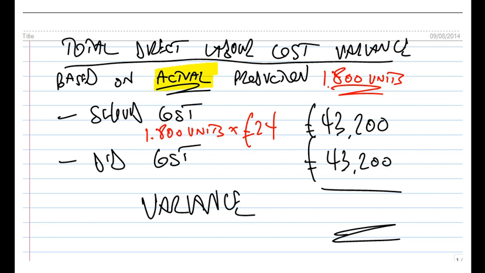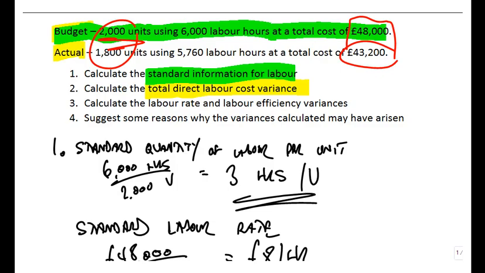So my total direct labour cost variance is actually nil. So overall, we spent bang on what we would have expected. Does that mean there were no problems? Well, not necessarily. Because although the total direct labour cost variance is nil, we may still experience variances when we break this down. The way we're going to break this down is to calculate the labour rate and labour efficiency variances. What we need to remember is that the labour rate and labour efficiency variances, when combined, should always equal the total direct labour cost variance. And so we'll be able to see if that's the case.